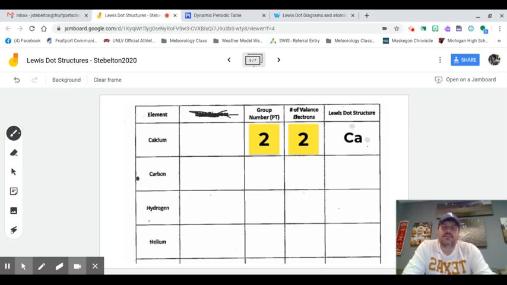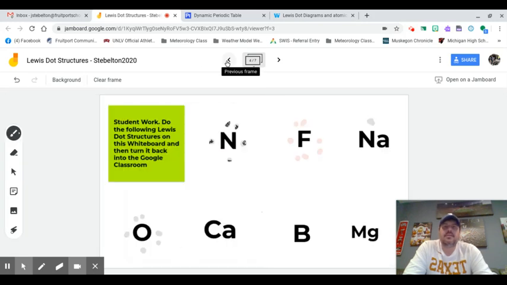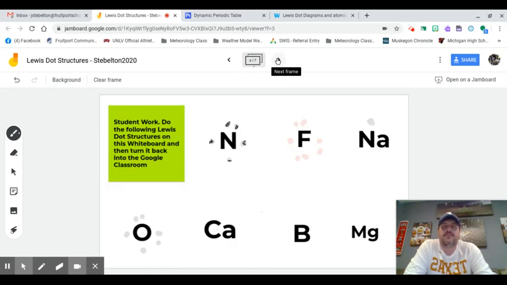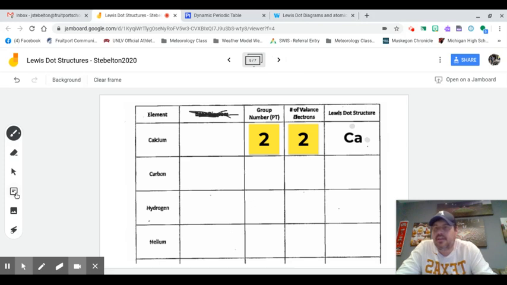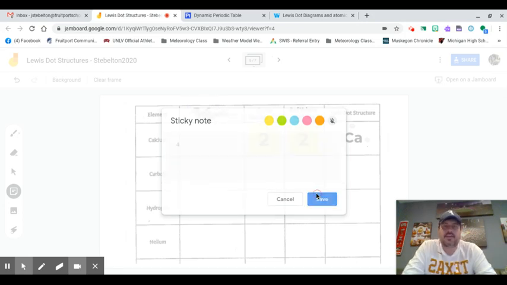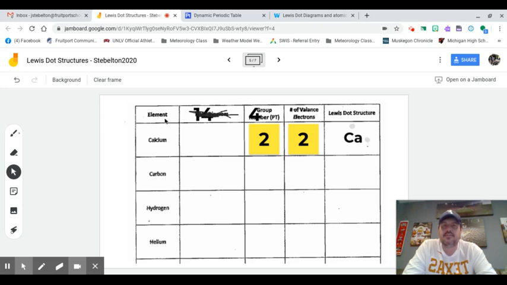And what I did, I'll do carbon for you, but I took sticky notes from this Jamboard here and just placed the sticky notes inside here. So carbon here is found in group 14. That's this number right here. It tells you. Carbon is found in group 14, and it has 4 valence electrons. So I'll do carbon for you as an example. Carbon is, and here's the sticky notes, group 14 and 4 valence electrons. So I'm just going to make sticky notes for those.